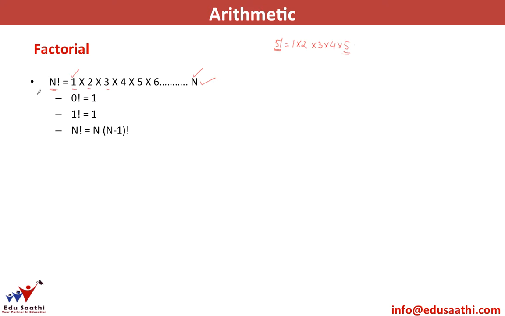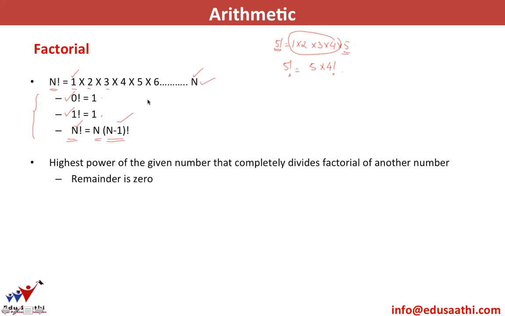An important thing to keep into consideration is that the value of 0 factorial is 1. The value of 1 factorial is also equal to 1. And n factorial can be written as n into n minus 1 factorial. Now what does this mean? I can write 5 factorial as 5 into 4 factorial. So n factorial can be written as n into n minus 1 factorial.